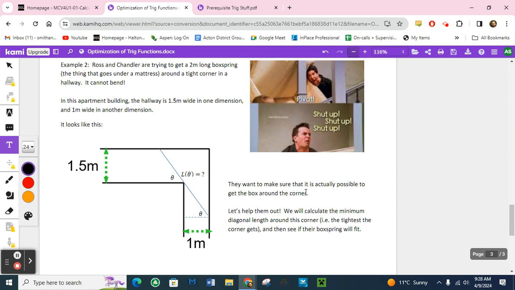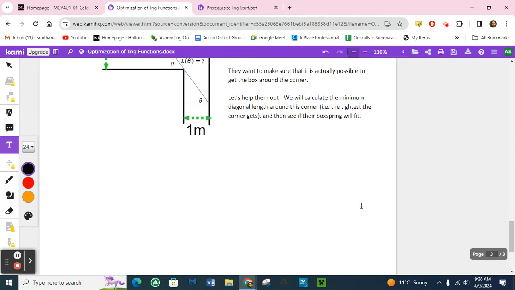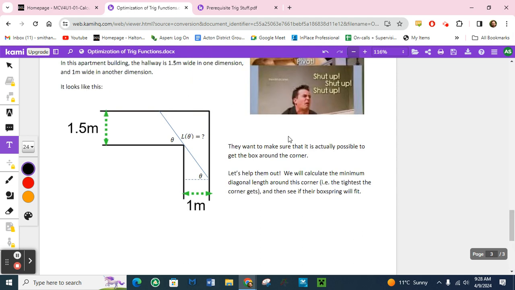So here we go. We're going to find the minimum diagonal length around this corner. And I'm going to make Miss Plattner very proud again and manage my space. I've got a little aside for you guys, a little SOHCAHTOA aside that we'll do just to make the setup easier. And you know what? Maybe I'll do this first.